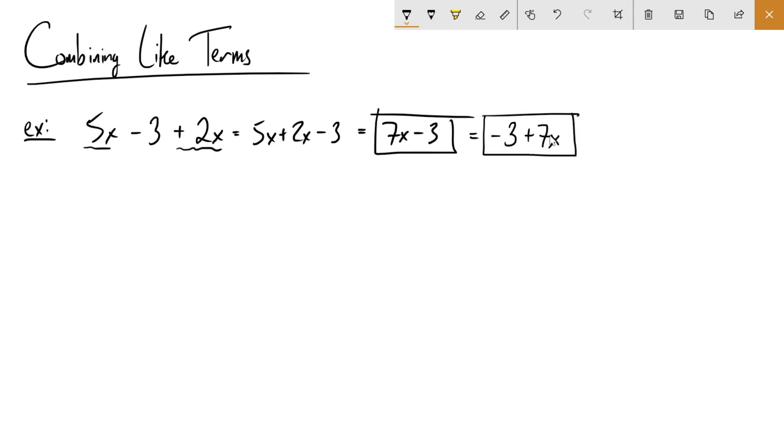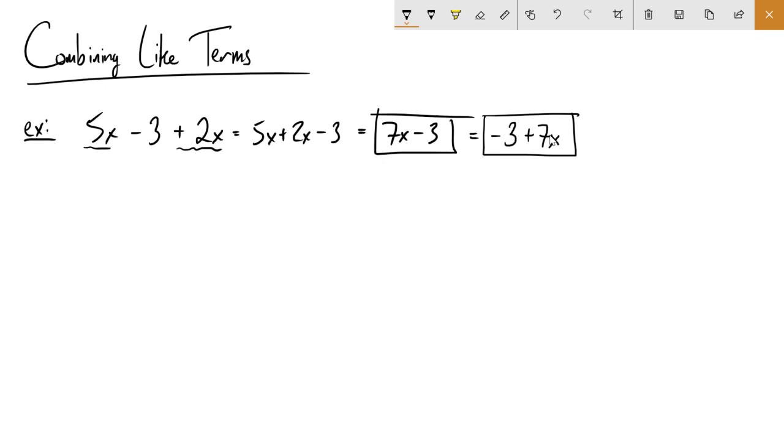Okay? So this is what I was saying. It's important to just think of the sign as being attached to the term. Our final answer is going to have a minus 3 in it. Whether the minus 3 comes second or first doesn't actually matter as long as the minus is with the 3. And the 7x is going to be positive. Whether it comes first as a positive x or second as a plus x doesn't matter. They're the same term. It's the same value.